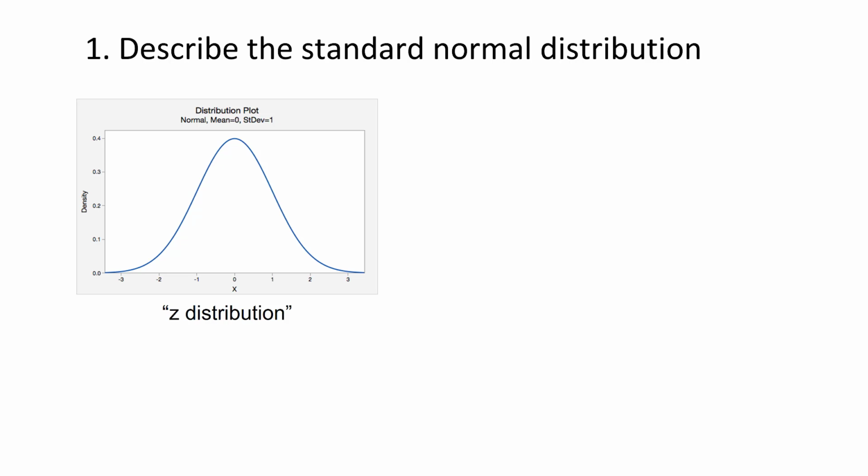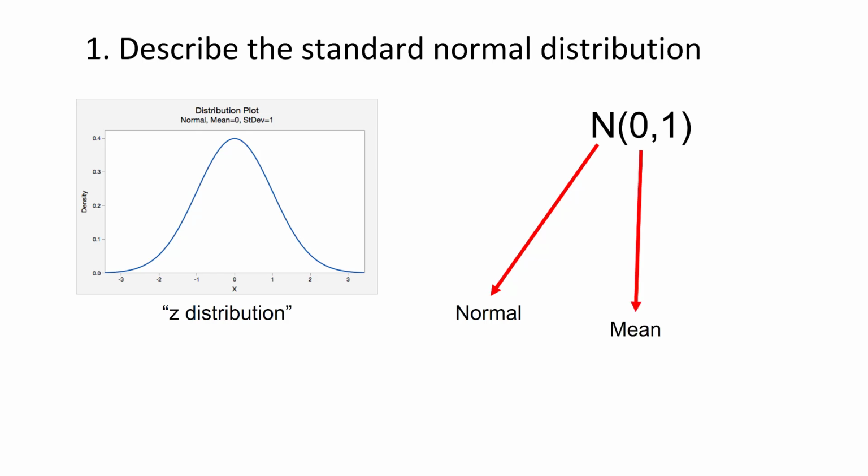The standard normal distribution is a normal distribution with a mean of 0 and standard deviation of 1. You might see it described using this notation, where the N means that it's a normal distribution. The first number, here 0, is the mean, and the last number, here a 1, is the standard deviation.